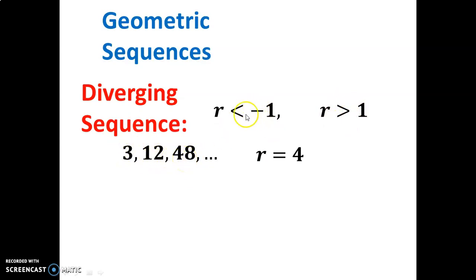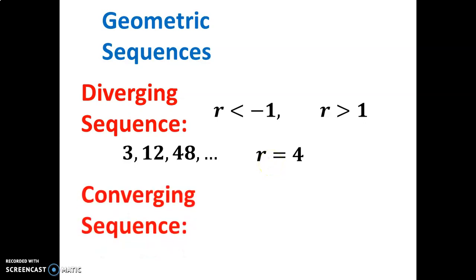Also, if you're multiplying by a number less than -1, let's say -2, the sequence would be growing. Of course, it would be becoming a larger negative number, but it's still becoming a larger number. That's the key here. So those are diverging sequences.